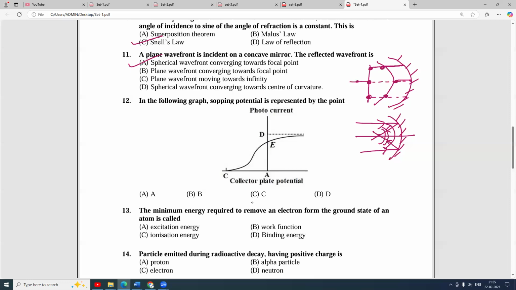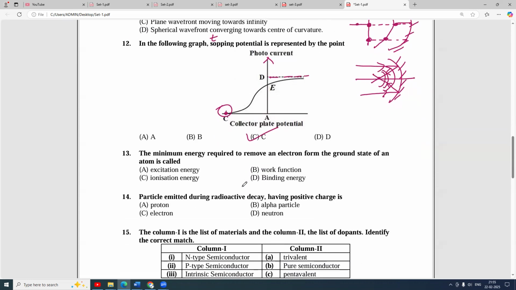Then, in the following graph, stopping potential is represented by the point. It is this one, C. You know this. So this is saturation current, D. So it is C. Stopping potential, the minimum negative potential of the anode, at which photoelectric current becomes zero. Photoelectric current becomes zero here. Y-axis will be zero here.